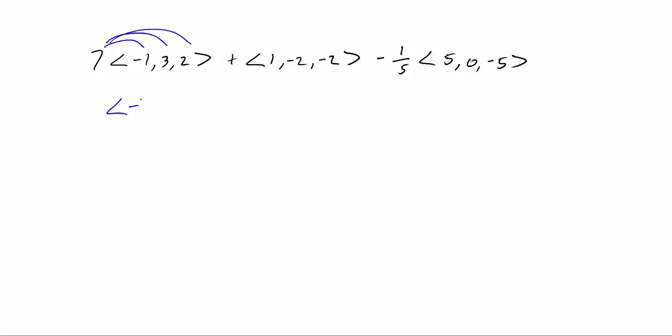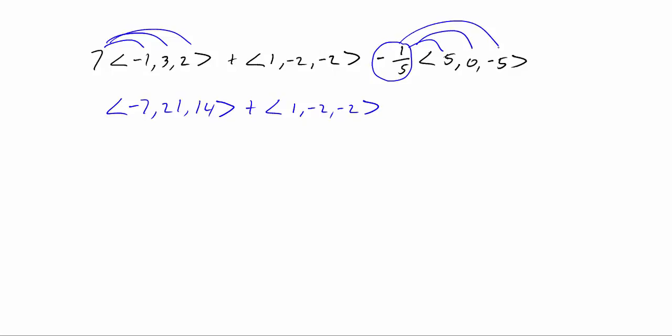And we would end up with negative 7, 21, and 14. And then we would have 1, negative 2, negative 2. And here, once again, we have the 1/5. So we need to distribute the 1/5. And here, I'm actually going to distribute the negative sign with it. So when I multiply here, I'm going to multiply by a negative 1/5. So that means I can write this as addition here instead of subtraction. So a negative 1/5 times 5 is a negative 1. And then if we multiply by 0, it's going to remain 0. And a negative 1/5 and a negative 5 would actually equal a positive 1.